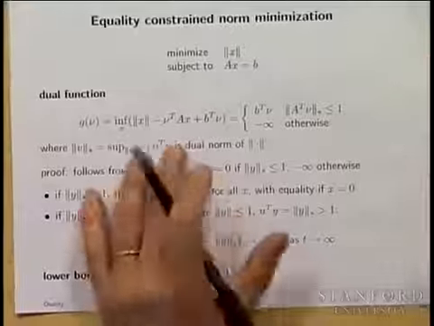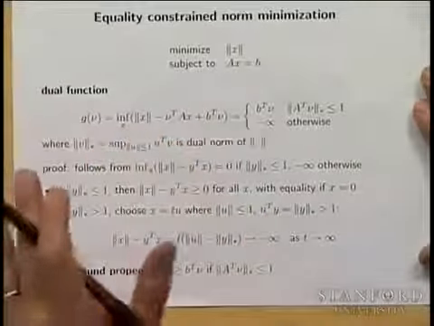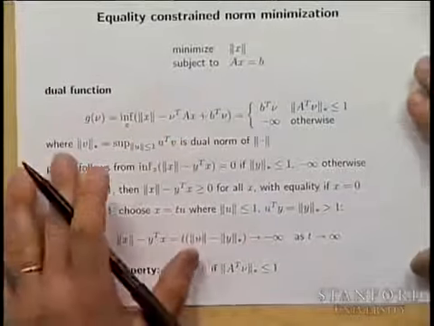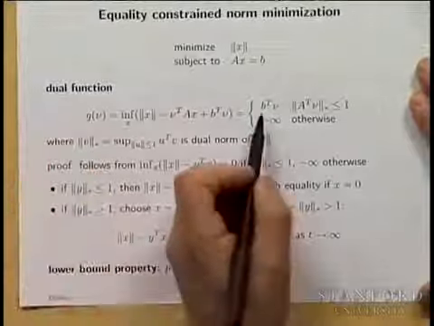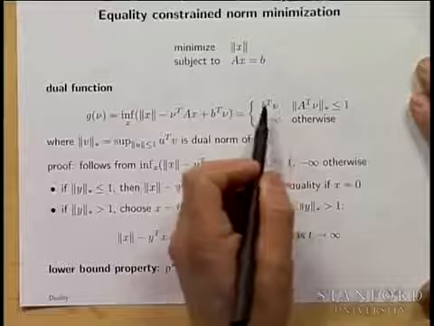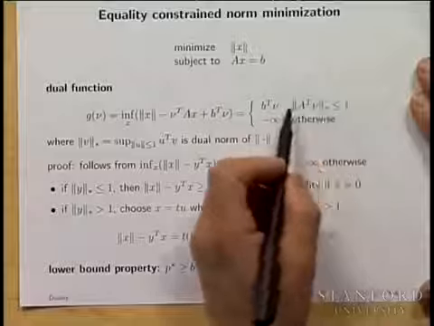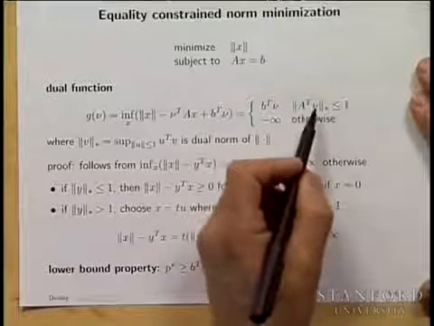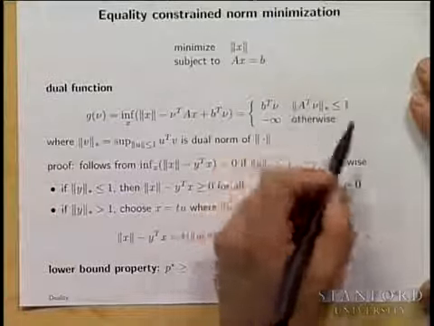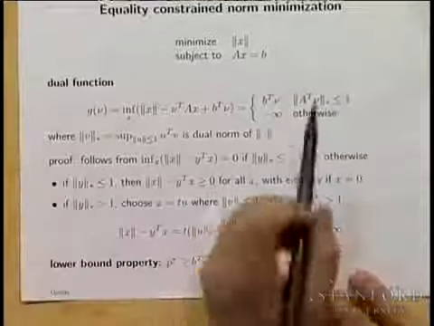So once again, this dual function is not totally obvious. It's not an obvious thing. It's linear. It's a linear function, but it's got a weird domain. In this case, it's the set of points nu where the dual norm of A transpose nu is less than or equal to 1. Okay, that's that.